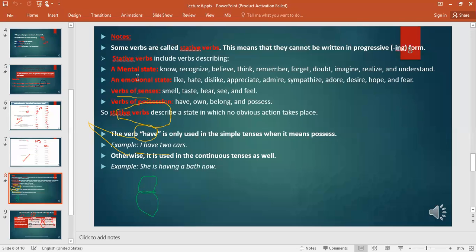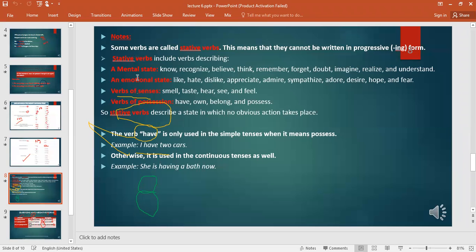You cannot say, I am loving pizza, okay? Verbs of senses like smell, taste, hear, see, and feel. Also, these verbs cannot be used in the progressive tense. I mean by that, you cannot say, I am smelling or I am hearing. I smell, I hear, I taste, okay?